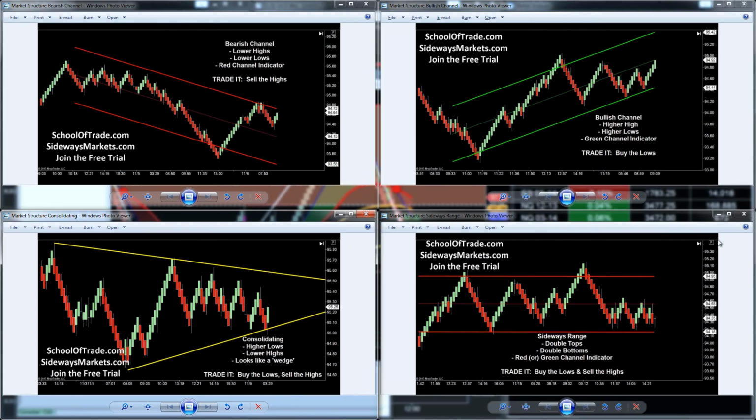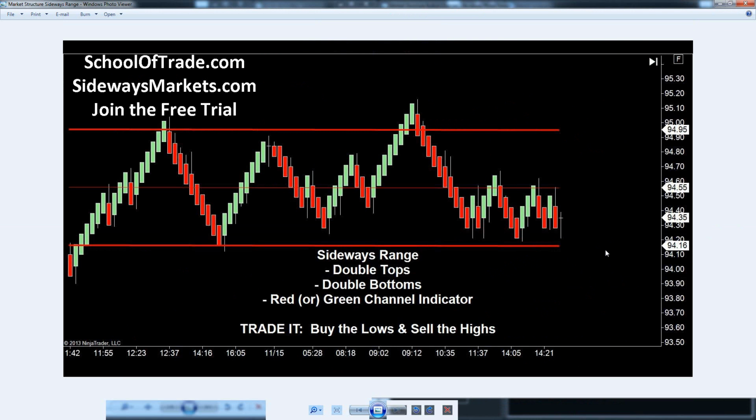Now, the final one is just a complete sideways range. Sideways ranges are really easy to see. They just look completely flat. You've got double tops, double bottoms, red or green channel indicator, but you'll notice the channel indicator itself is completely flat. It's not going anywhere. It's not doing a whole lot of anything, and anytime it comes up to those highs, it falls down. If it comes to the lows, it comes up.